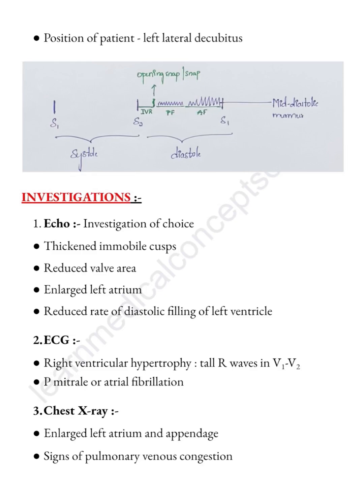Coming to the investigations, the first one is echo, which is the investigation of choice, where there will be thickened immobile leaflets, reduced valve area, enlarged left atrium, reduced rate of diastolic filling of the left ventricle. ECG: there will be right ventricular hypertrophy or there will be atrial fibrillation. Chest X-ray: enlarged left atrium and appendage, signs of pulmonary venous congestion.